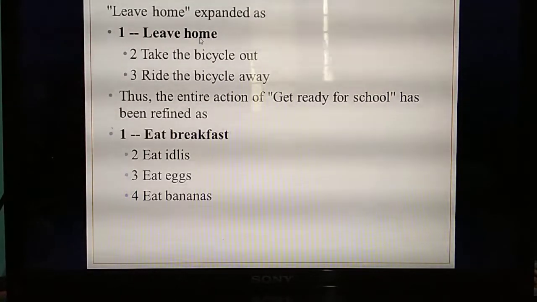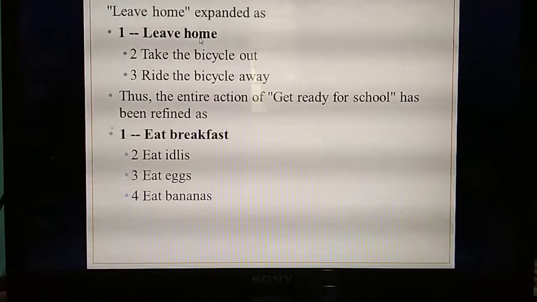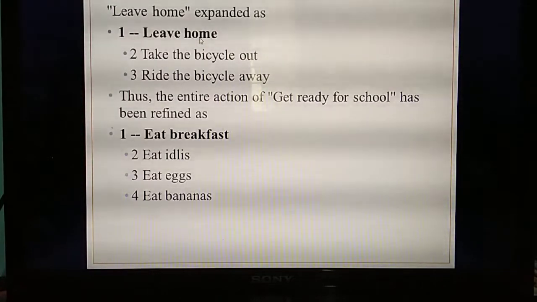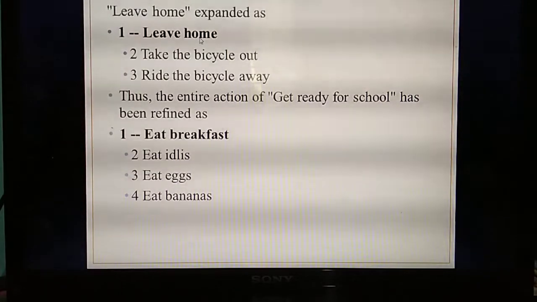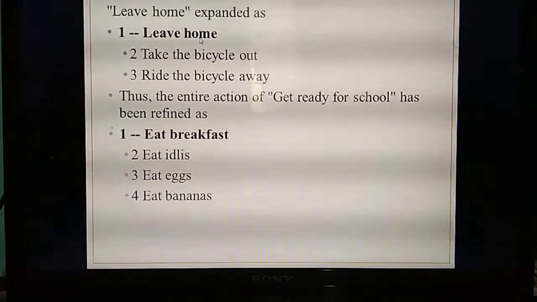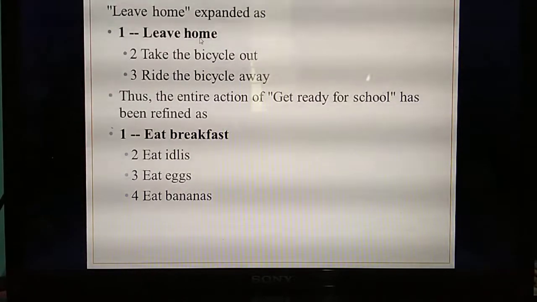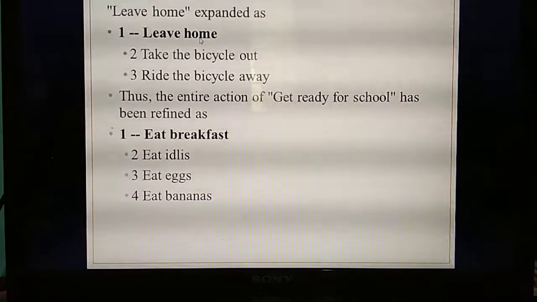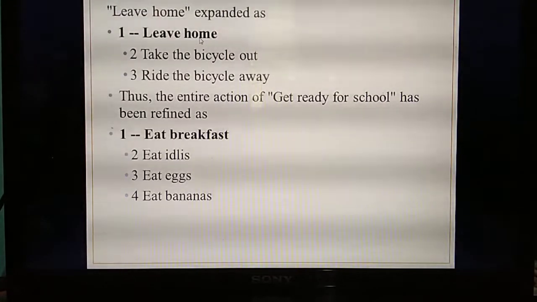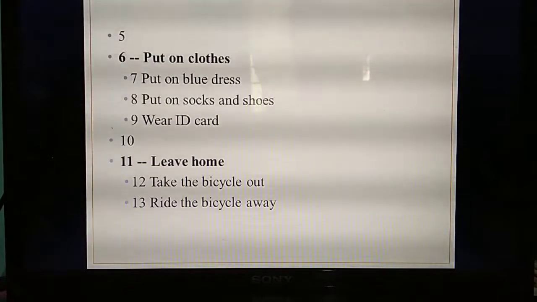So what's the main problem? Get ready for school, isn't it? That problem is divided into 3 sub-problems. What are they? Eat breakfast, put on clothes and leave from home. Again, they have divided those 3 problems into smaller sub-problems. What are they? Eat breakfast, what are the things they have given? Eat idli, egg and bananas. Then, what are the things they have given in put on clothes? Put on your blue uniform, socks, wear ID card. Then leave home, you can take the bicycle and ride the bicycle or walk. Understand? So, this many actions they have given in this one.